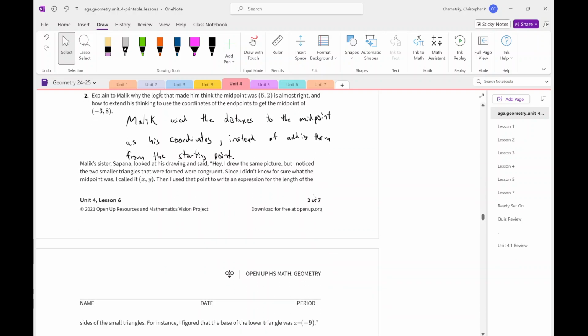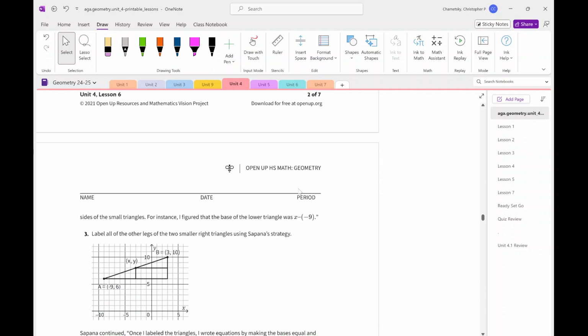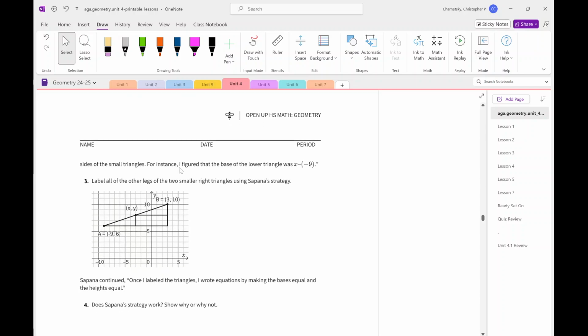Malik's sister Sapana looked at the drawing and said, "Hey, I drew the same picture, but I noticed that the 2 smaller triangles were congruent. Since I didn't know for sure what the midpoint was called, I called it XY. And then I used that point to write expressions for the length of sides for a small triangle. For instance, I figured that the base of the lower triangle was x minus -9." Okay, so first what she's saying is that I know this point here is XY.